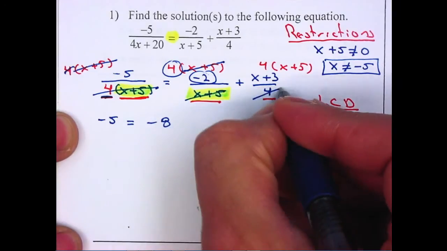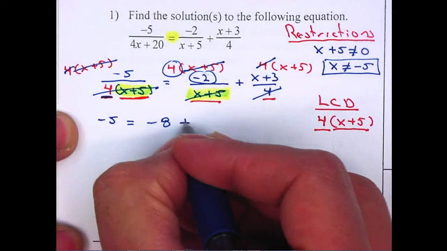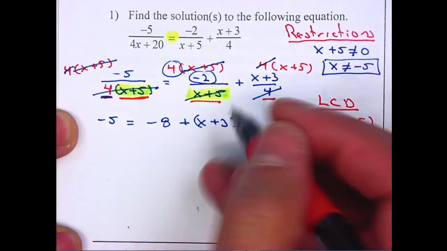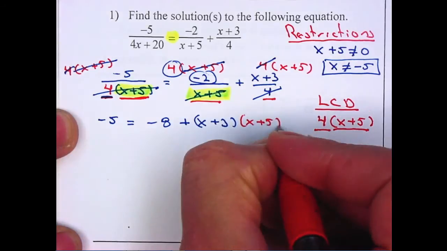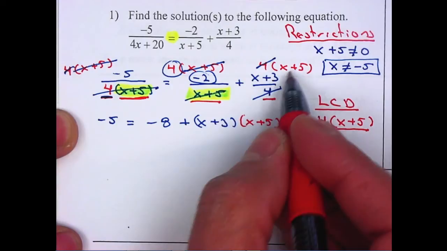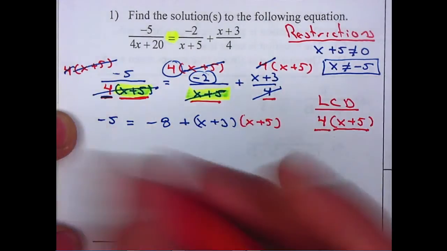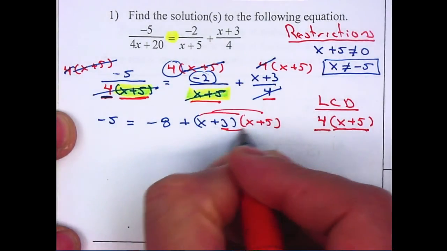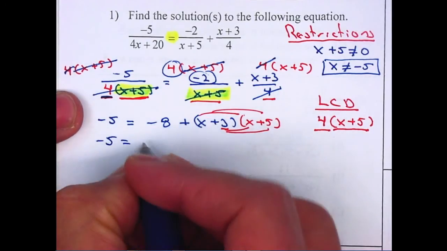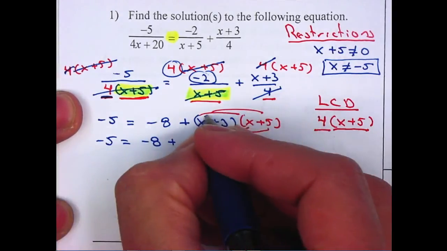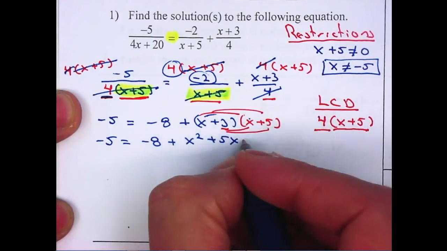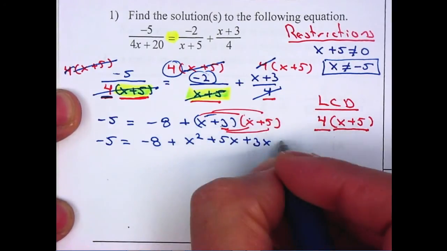On the next one, only the 4 cancels. So I just have my x plus 3 multiplied by the x plus 5. Notice how I placed that x plus 3 in parentheses because you're going to have to multiply them both. We are going to FOIL this out, multiply it out using the distributive property twice. So I have the negative 5 is equal to negative 8 plus x times x gives me x squared plus 5x. 3 times x gives me 3x. 3 times 5 gives me positive 15.